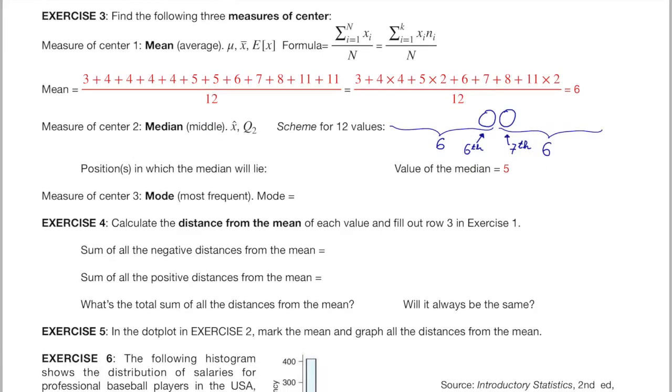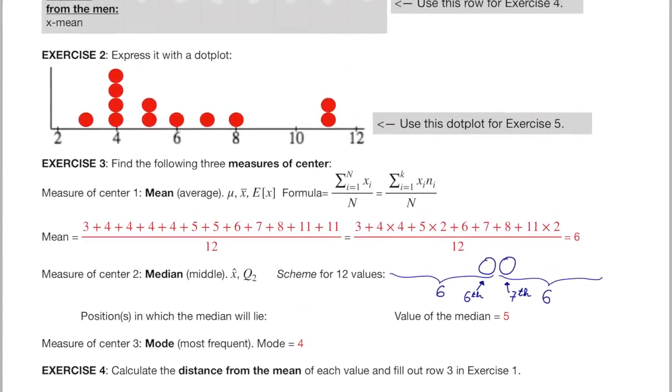The mode has neither formula nor procedure. You just find the value with the highest frequency and that's it. In this case, it is clearly the 4. Notice that in this example, mean, median, and mode are different from each other. Notice also that the mean is more to the right than the median. That's to say, it's greater than the median. In the previous chapter, we studied why: because this distribution is right skewed.